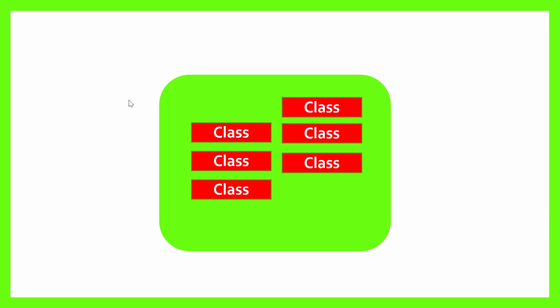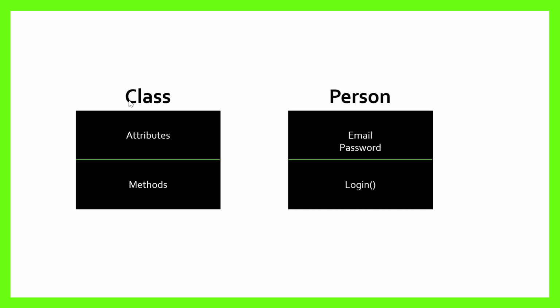So let's see what is a class. A class is a container or a box, or you can say a basic component of application which has some data or attributes and functions or methods. For example, we have a class called person. A person can have multiple attributes, like ID, email, password, gender, phone number, address, etc. And also a person class has a method called login.